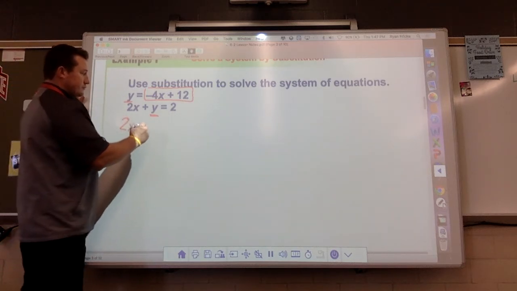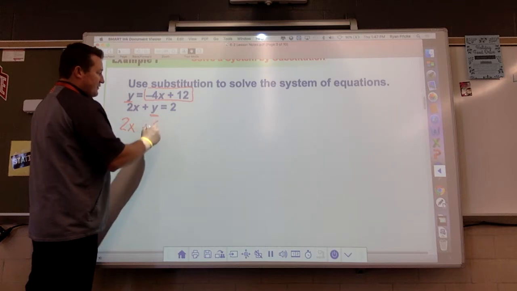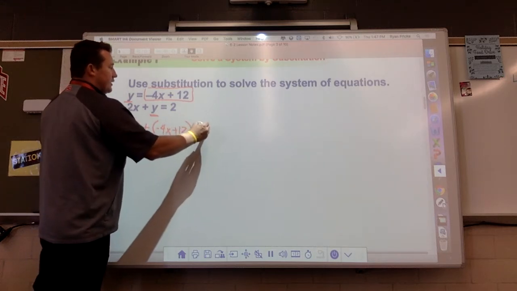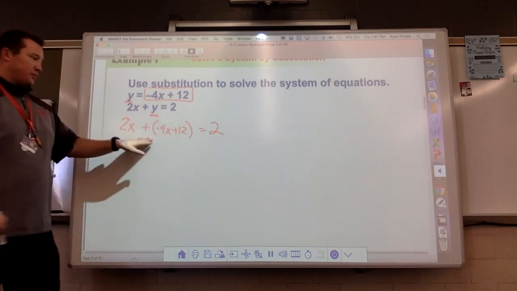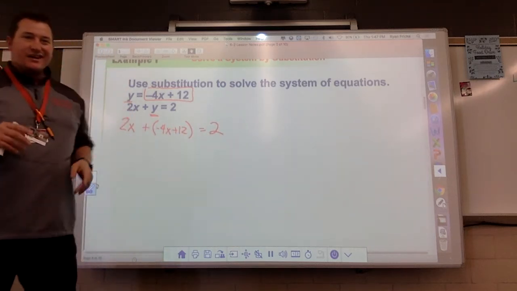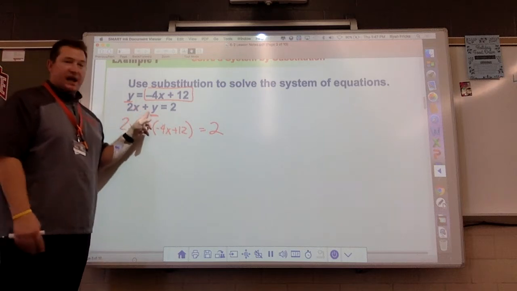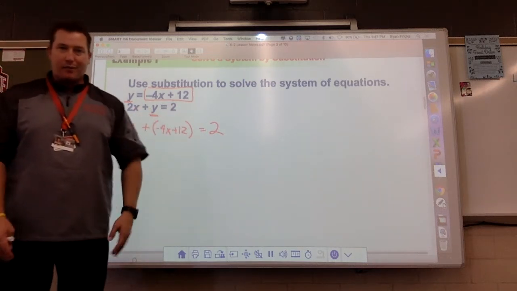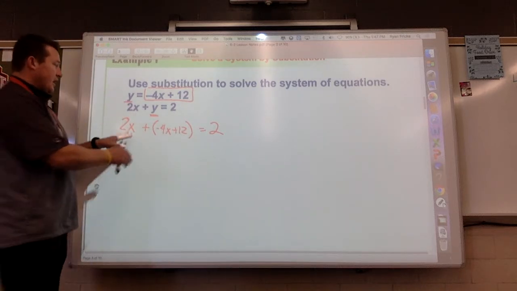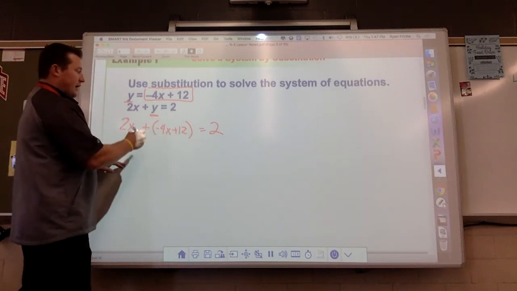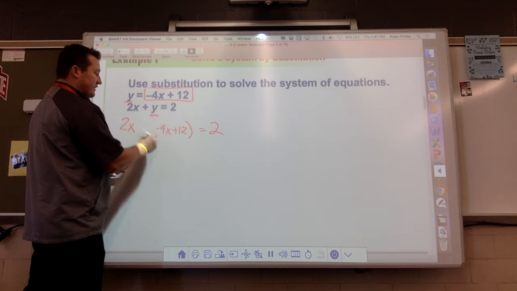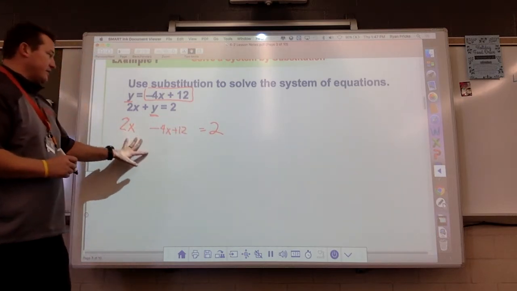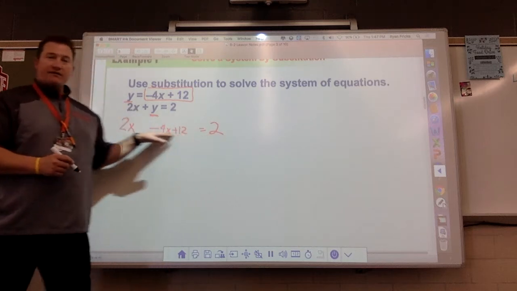2x plus, and if you want to bring this in, it's not a bad habit. Some kids like to bring this in as that expression in parentheses, because sometimes we're going to have a coefficient here, and then that's going to show up here, and then we're going to do the distributive property. So no big deal. We're good with writing it like this. I know this really means the same as just minus 4x plus 12.